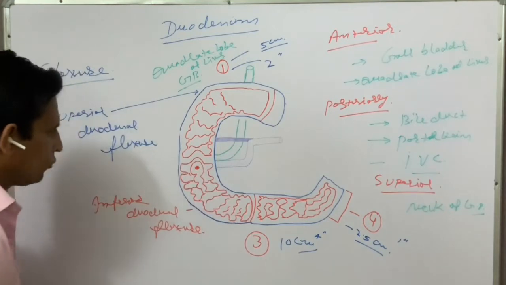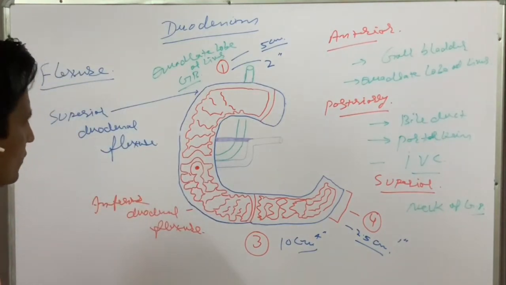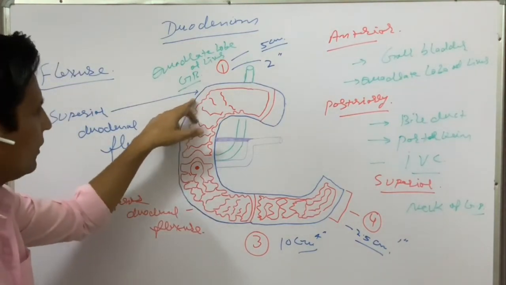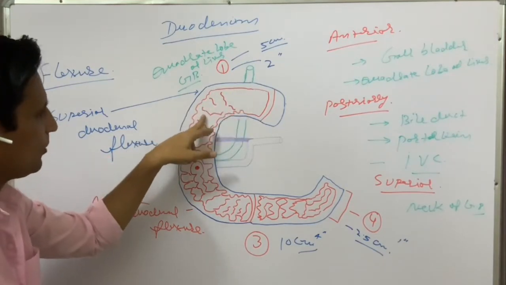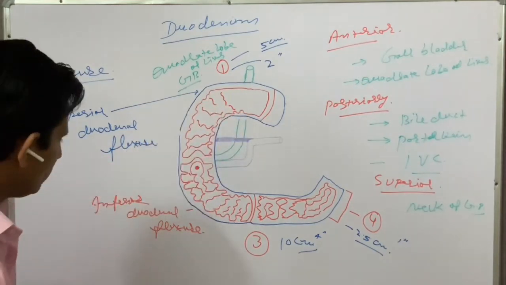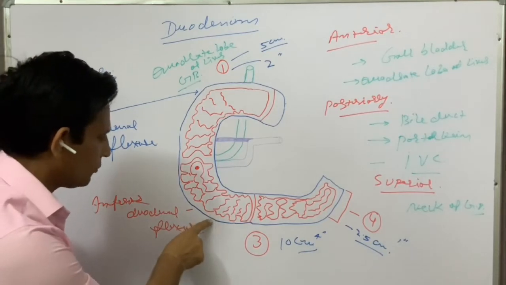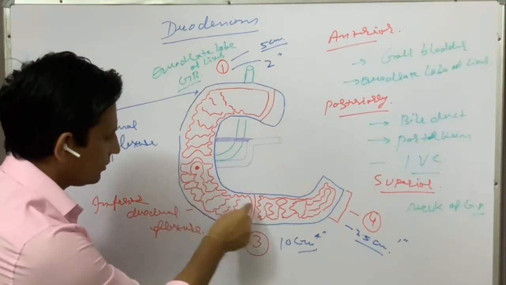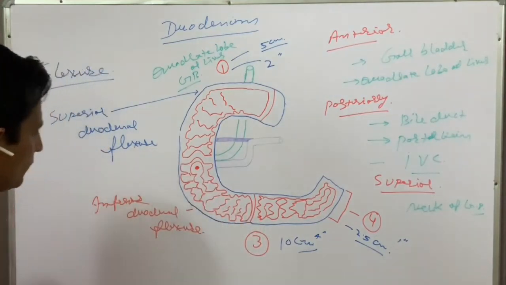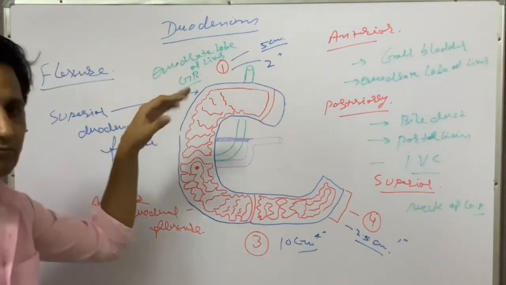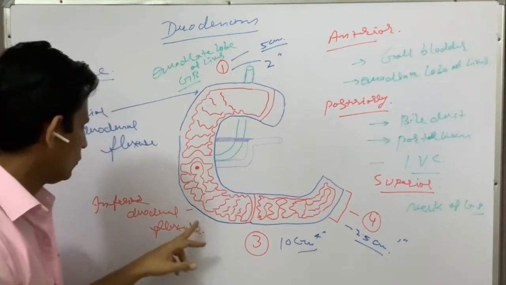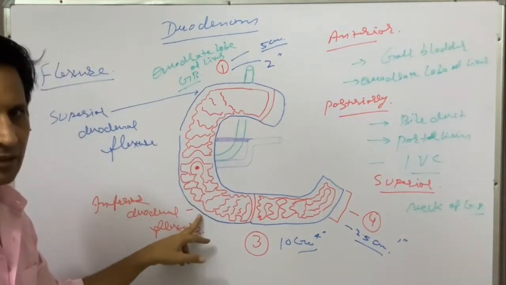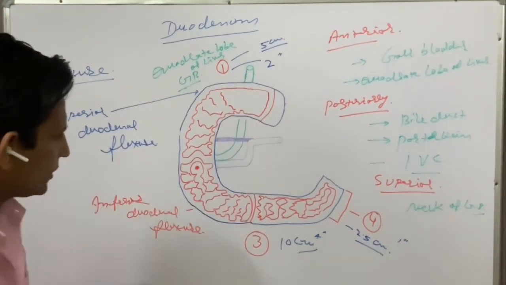So there are two flexors in the duodenum. One is the superior duodenal flexor, where the first part and the second part of the duodenum connect. The second one is the inferior duodenal flexor, where the second part and the third part of the duodenum connect. So the second part extends from the superior duodenal flexor to the inferior duodenal flexor. One more thing about the second part.